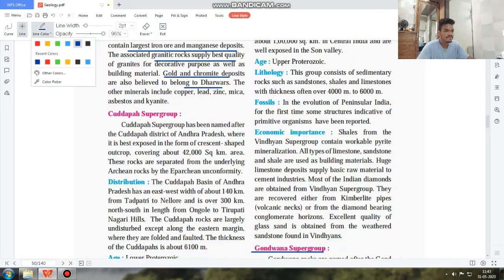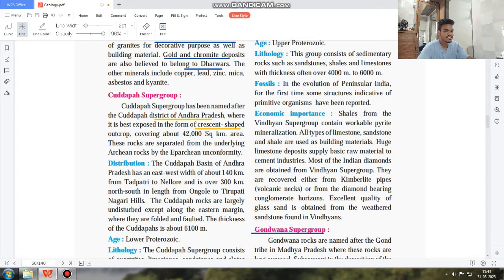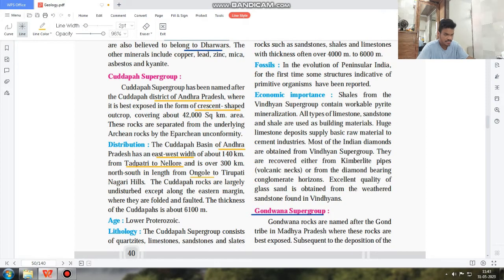Kadapa supergroup. First of all, say where it is found. It is found in Andhra Pradesh. Okay, remember another shape, crescent shape. It is 42,000, it is okay if you don't remember. Distribution: found in Andhra Pradesh, east to west from Tadpatri to Nellore and from Ongole to Tirupati. Okay, this is from north to south and east to west basically.